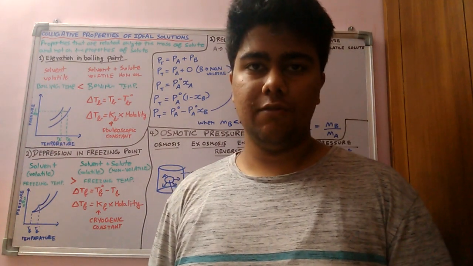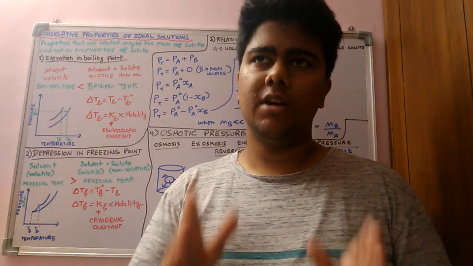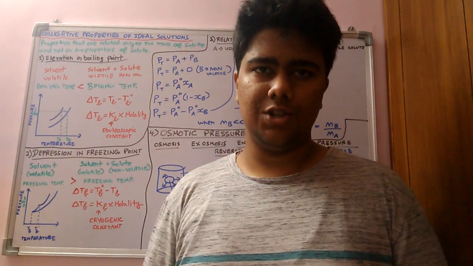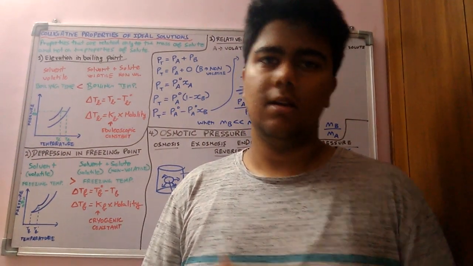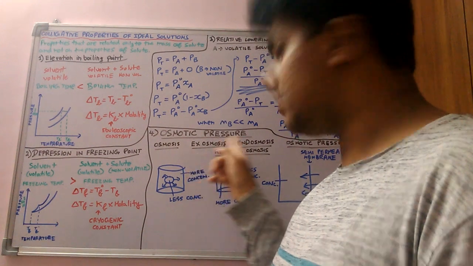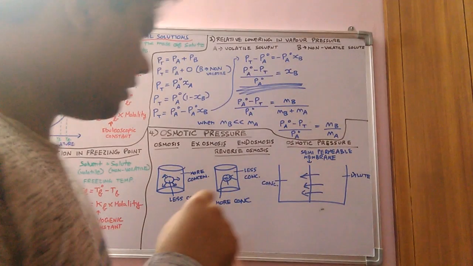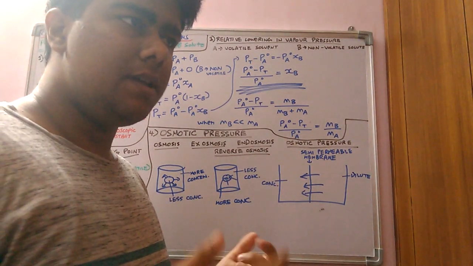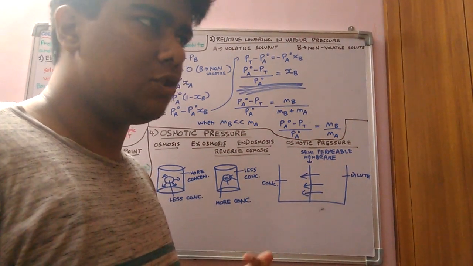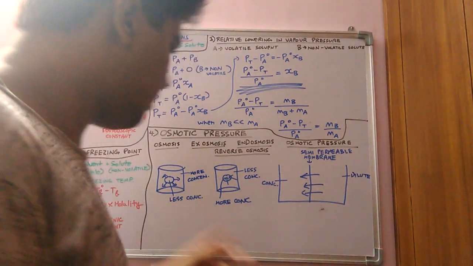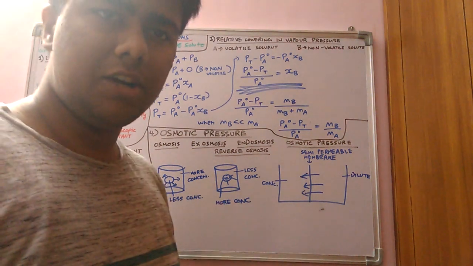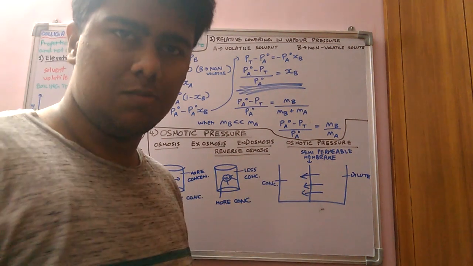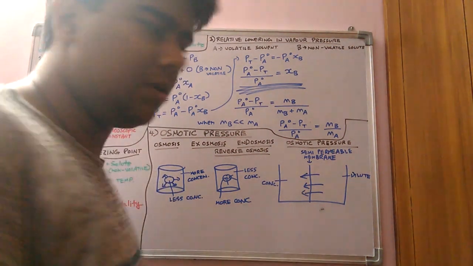Osmosis is the net spontaneous flow of solvent molecules from a region containing less concentrated solution to a region containing more concentrated solution through a semi-permeable membrane. We have two types of osmosis, exosmosis and endosmosis. Exosmosis, let's take a look at this diagram right here. Exosmosis is when the semi-permeable membrane permits the solvent molecules to come out from a region containing less concentrated solution to a region containing more concentrated solution. That's why it's called exosmosis. The solvent molecules come out.